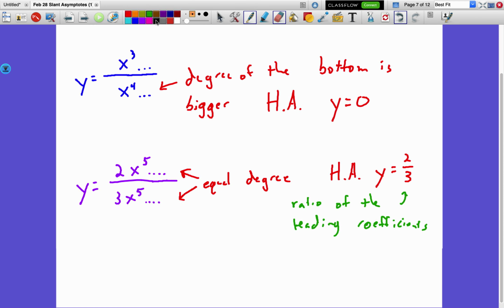All right. Next possibility is y equals something x to the 4th dot dot dot over something x to the 3rd dot dot dot. Here, the degree of the top is 1 more than the degree of the bottom.